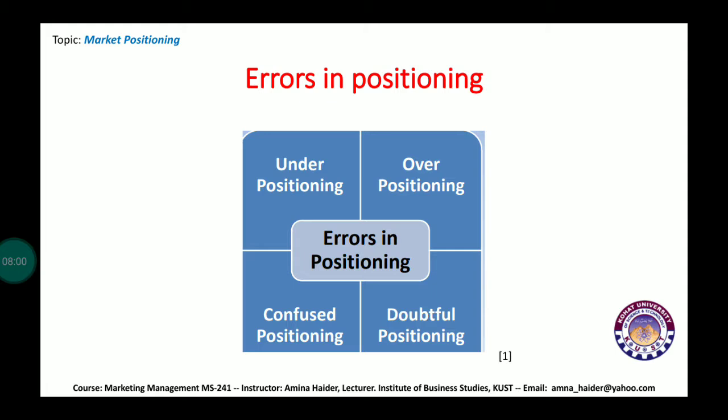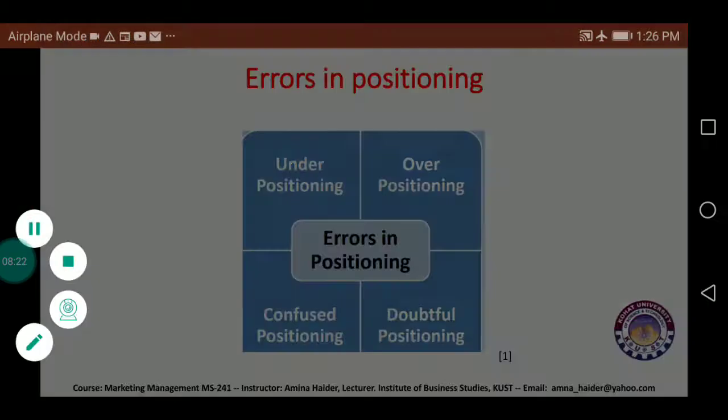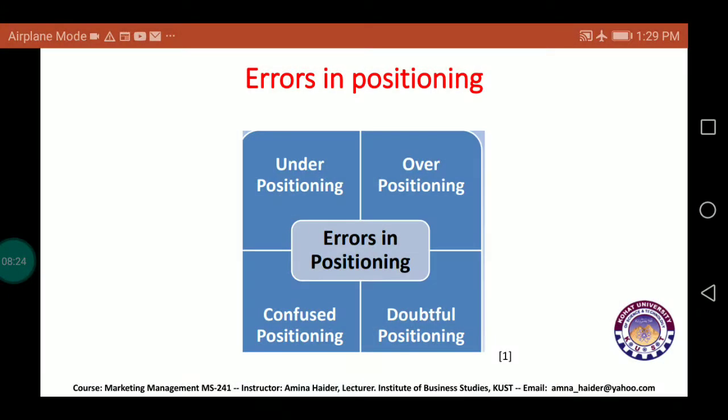There are some common errors of positioning which are committed by firms due to ineffective marketing programs. These errors are as follows: under positioning, over positioning, confused positioning, and doubtful positioning. We will discuss each of these types in detail now.